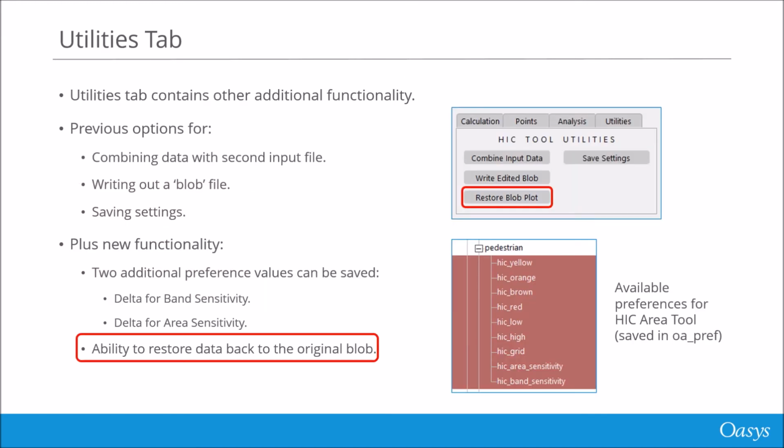And finally, the Utilities tab. So this contains other additional functionality. So it's got the previous options for combining data with a second input file, writing out a blob file and saving your settings. And there's new functionality in there as well. So there's two additional preference values that can be saved, which is the delta for band sensitivity and the delta for area sensitivity, and also the ability to restore data back to the original blob plot.